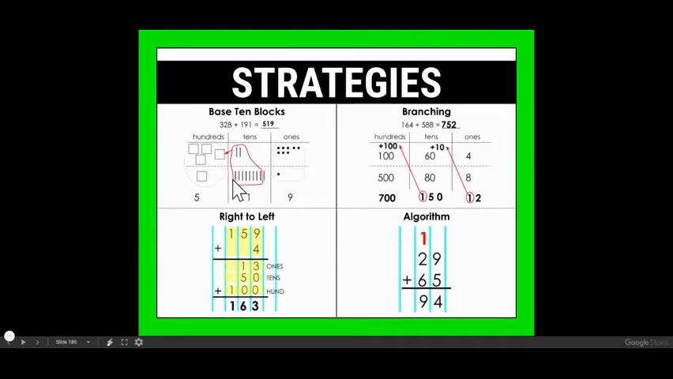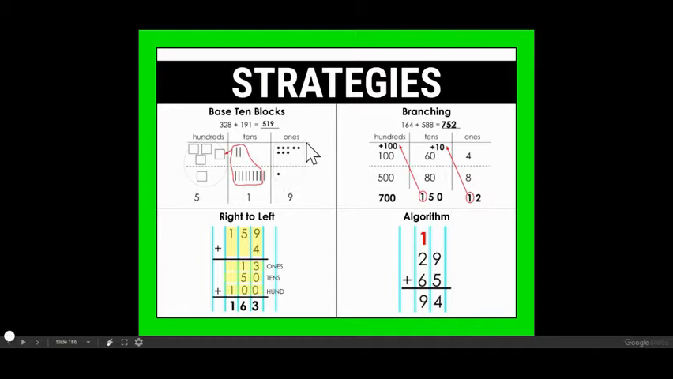So remember, when we're doing our regrouping, we have to circle those, for example, 10 tens and show that they become 100. Same thing if we have more than 10 ones, we have to circle those 10 ones and regroup and show that it becomes a 10.